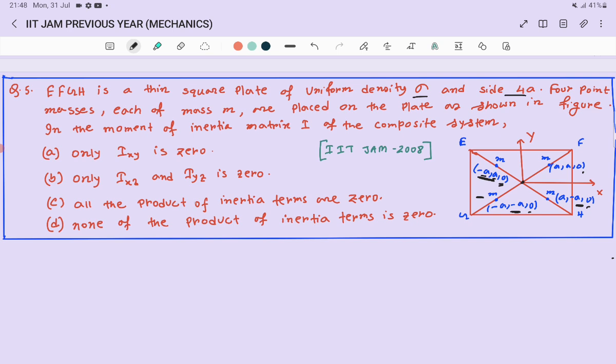Option B, only Ixz and Iyz are 0. Option C, all the product of inertia terms are 0. And option D, none of the product of inertia terms is 0.